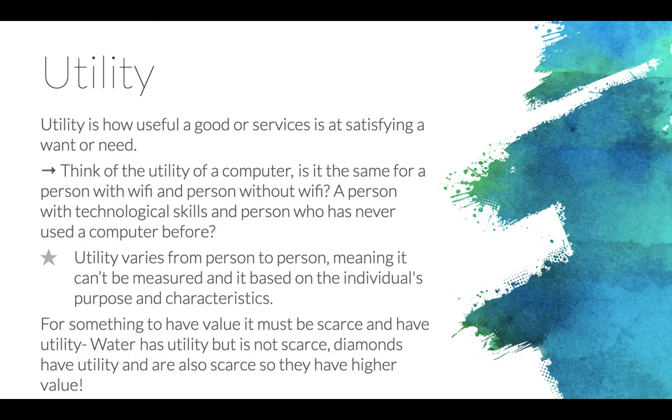A person with Wi-Fi can use the internet and access all of that information. A person without Wi-Fi can only use the basic functions of a computer. A person who has technological skills may be able to use the computer for graphic design, whereas someone who doesn't won't be able to do that. This means that utility varies from person to person, and it can't be measured because it's based on the individual's purpose and characteristics.